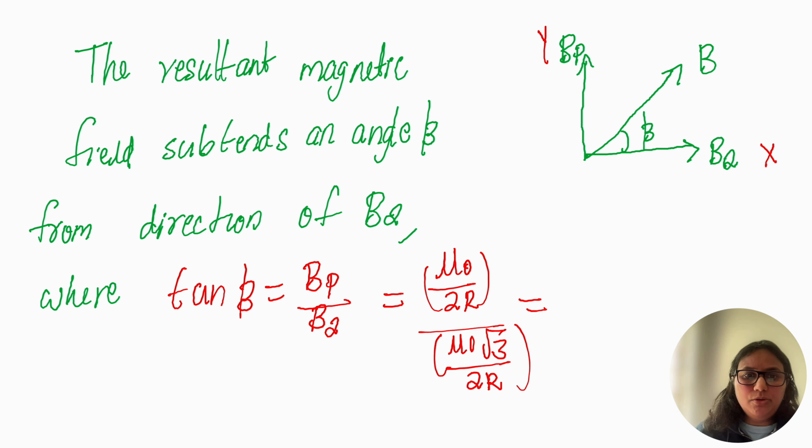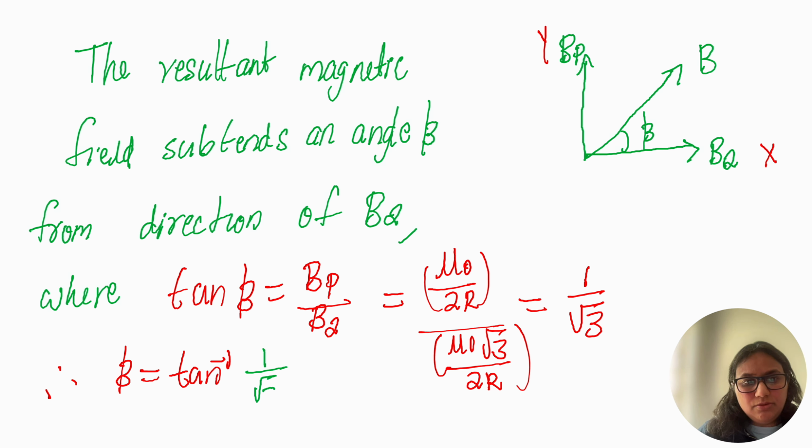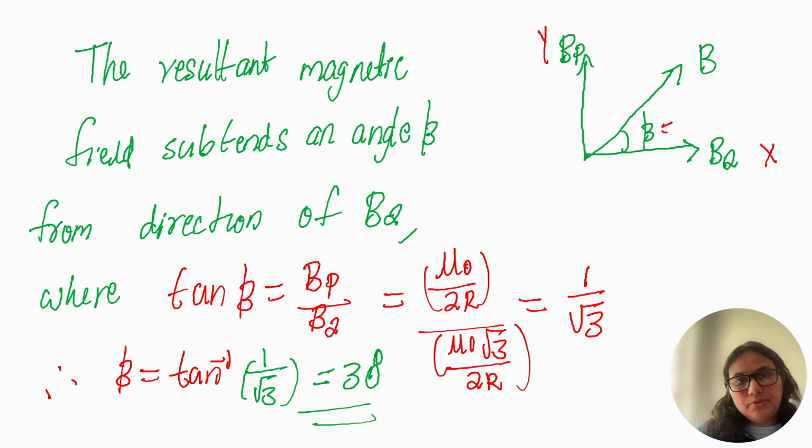So what do we get here? Mu naught by 2R and mu naught by 2R will get cancelled. So it will be 1 divided by root 3. That is, tan beta is 1 by root 3. Beta will be equal to tan inverse of 1 divided by root 3. When tan theta is 1 divided by root 3, theta is equal to 30 degrees. So this angle beta will be equal to 30 degrees with respect to the x axis.